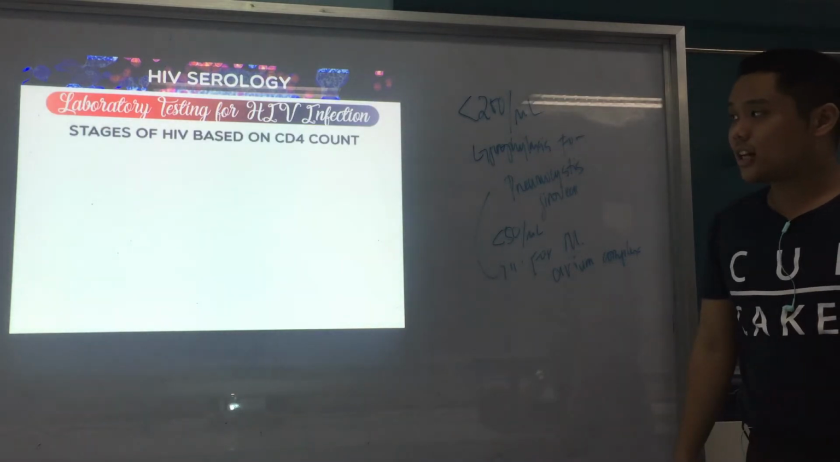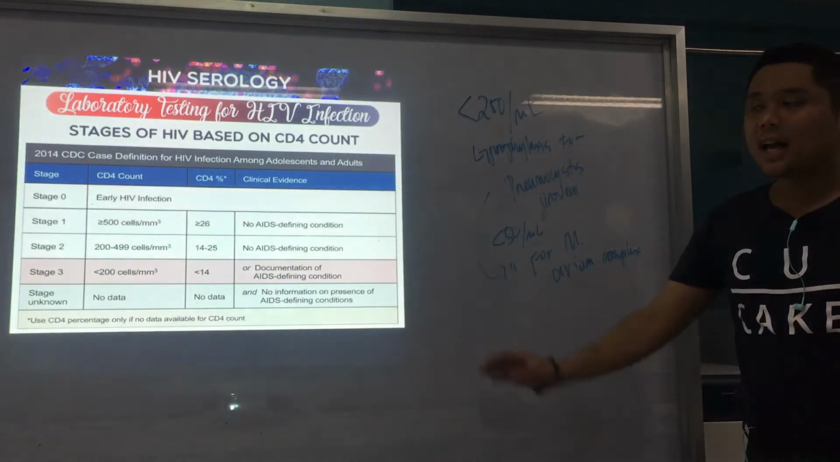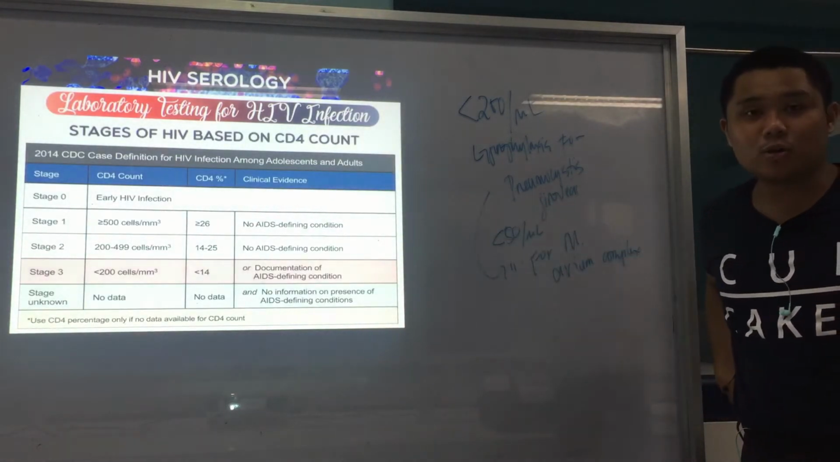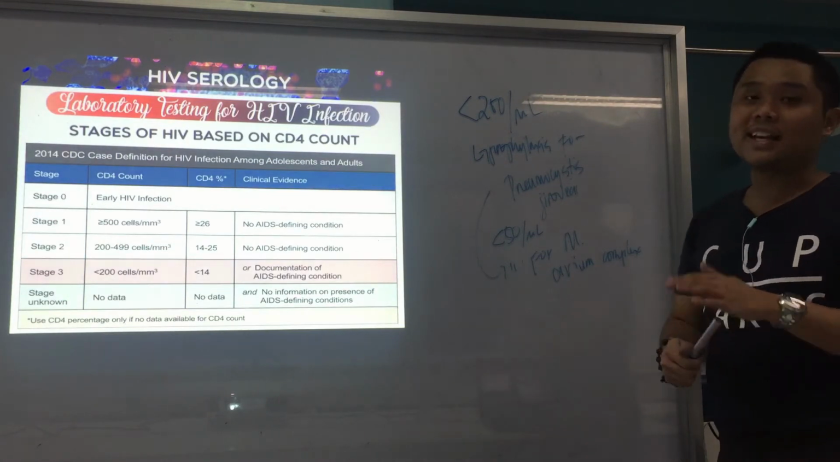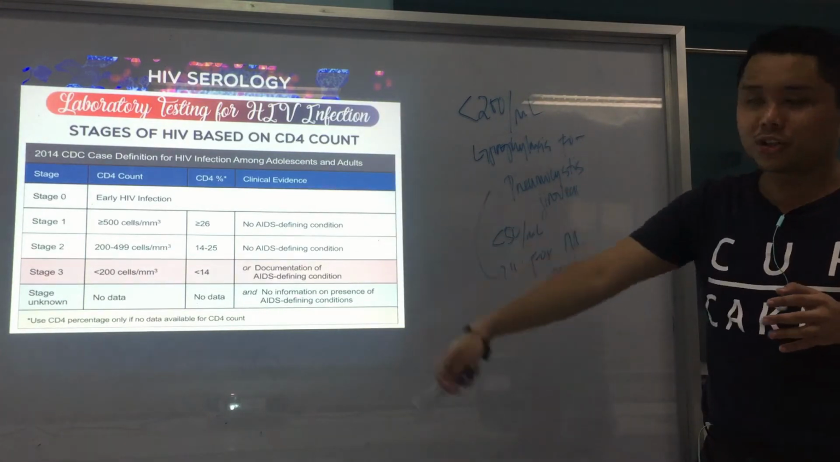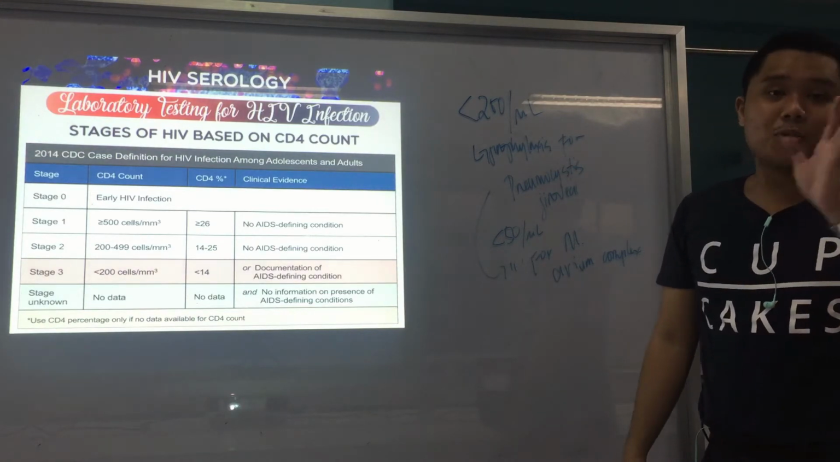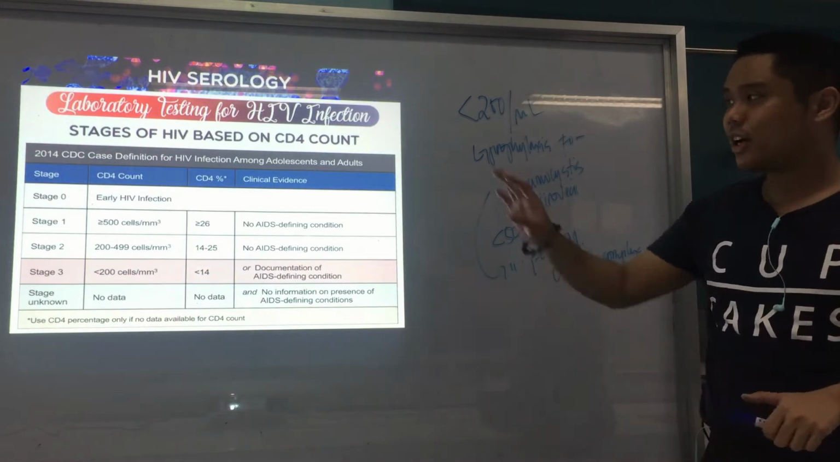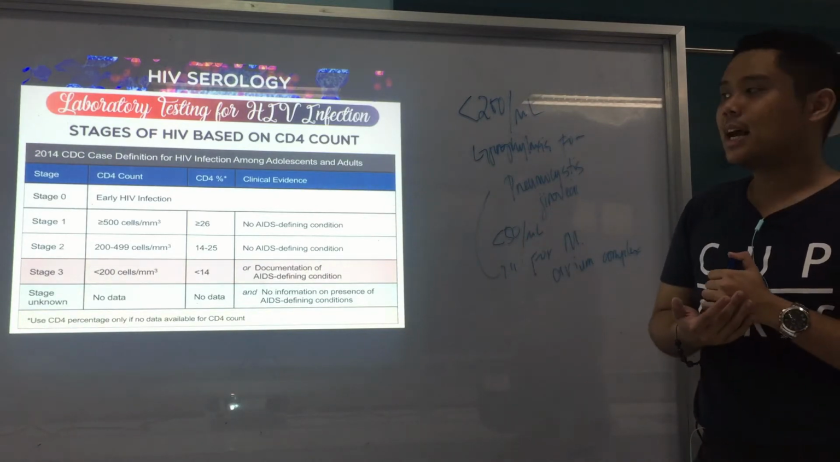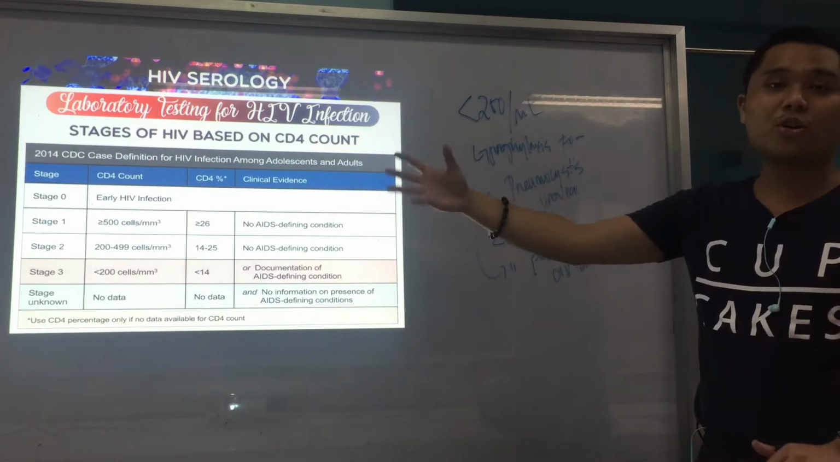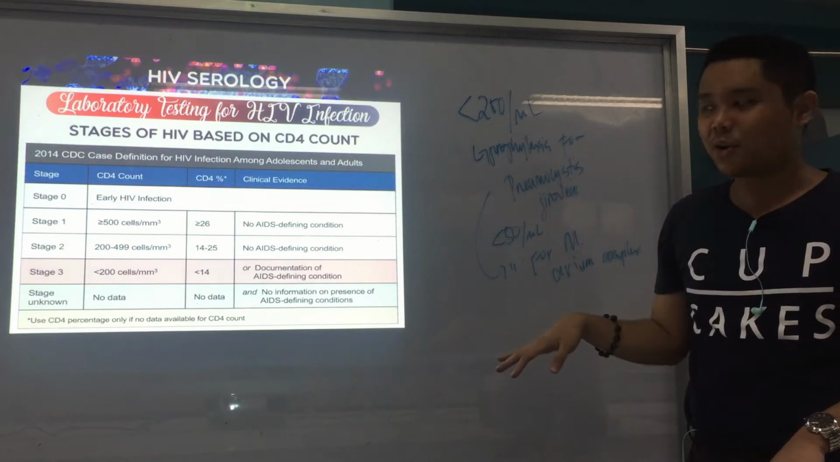Now, we have also stages of HIV based on CD4 count. This is based on adolescents and adults, but for staging in children less than 1 year old, infants, the numbers of the CD4 cell count are different. Okay, but I will only choose adults and adolescents. So we have 5 stages. Stage 0, early HIV infection, normal pa yung CD4 count.